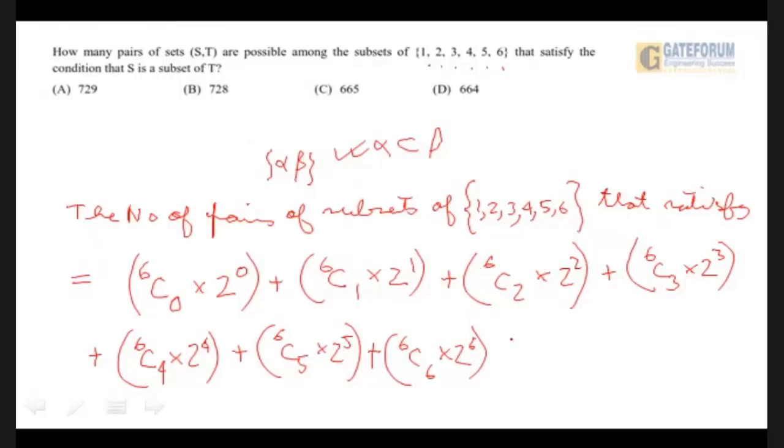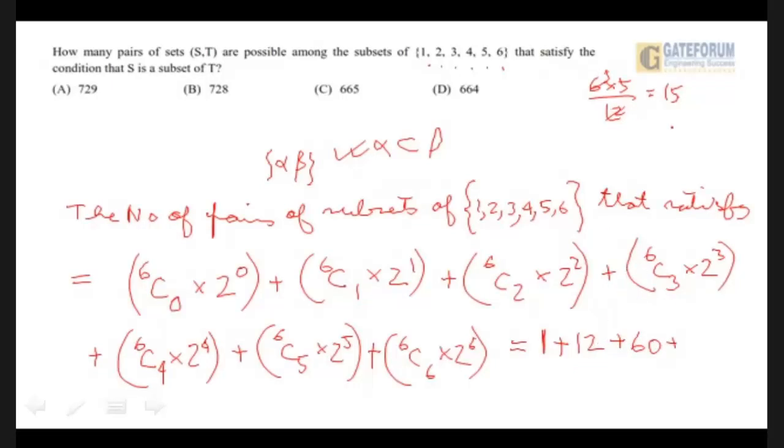This is the result. Let us find the value of this. 6C0 is 1, I know everybody knows it's 1. 1 into 1 will be 1. 6C1 is 6. 6 into 2 is how much? 12. 6C2 will be, I hope you know how to find them out fast, 6 into 5 by factorial 2. So 15. You should be knowing by now 6C2 is 15. So 15 into 4 is 60. So this is plus 60.